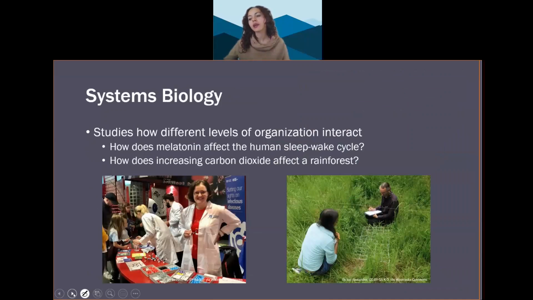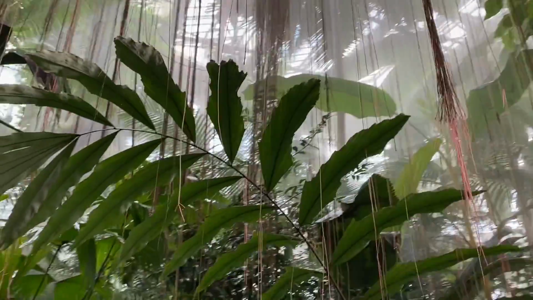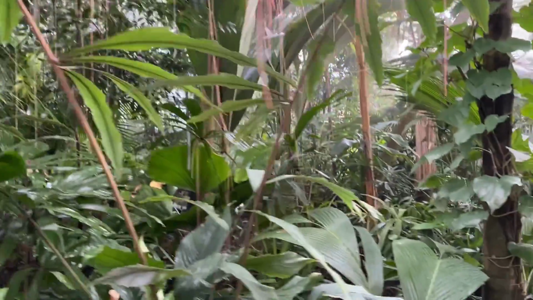There's actually a field of biology called systems biology that studies how these different levels of organization interact with one another. Systems biologists can study how certain molecules like melatonin affect the sleep-wake cycle, or how increasing carbon dioxide affects ecosystems or the biosphere. It's actually a pretty cool field where you can ask some really interesting questions.